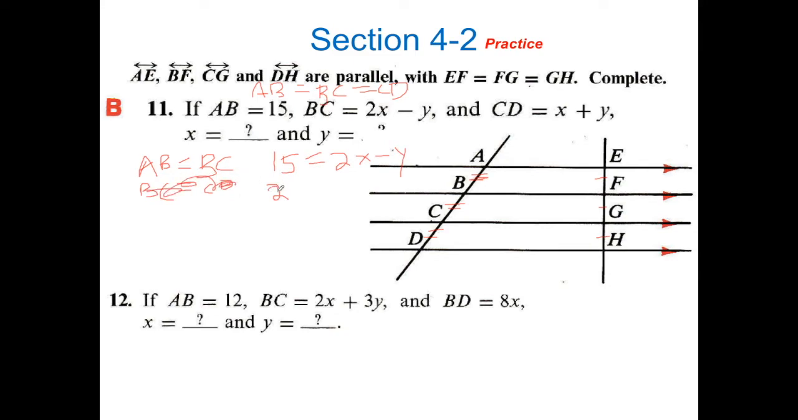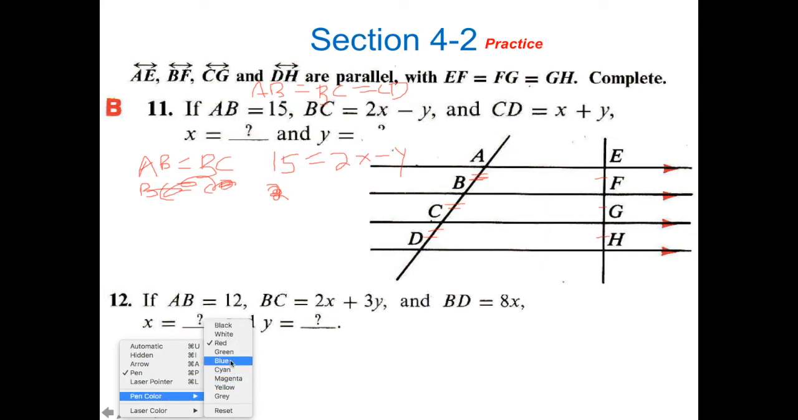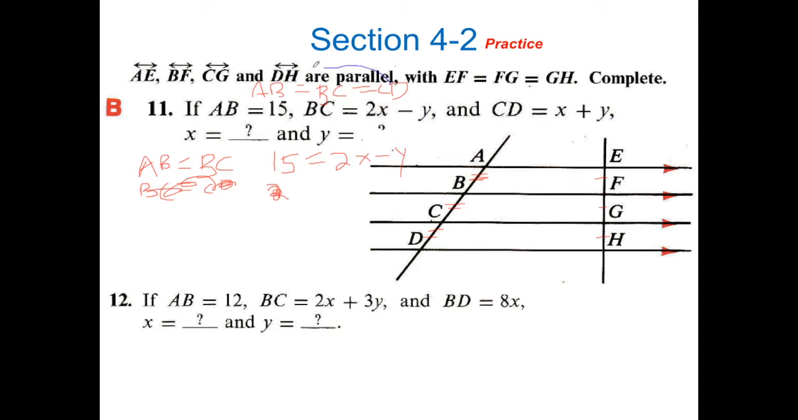Check this out. I'll do this in a different color so that you can see this a little more clearly. I can say that CD and AB are equal to one another. And because we're talking about AB here, AB is 15. So AB equals CD. I also know that in the first problem, 15 had to equal 2x minus y. In this problem, AB equals CD, so 15 has got to equal x plus y.